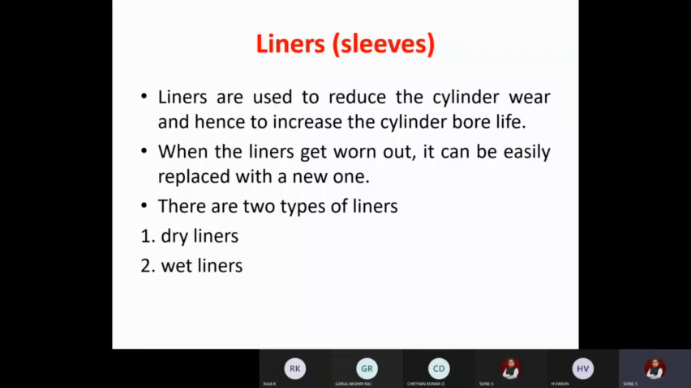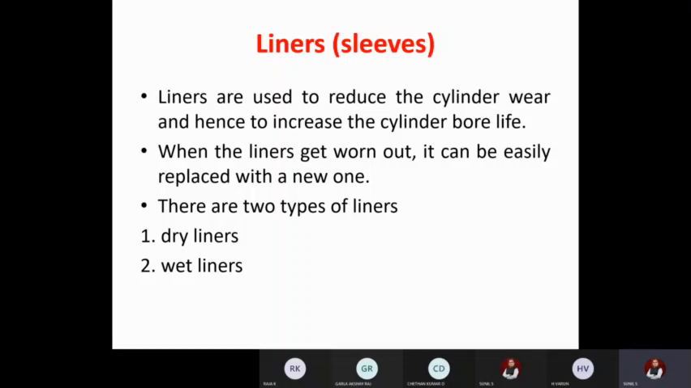Instead of replacing the entire cylinder block after driving a vehicle for say 1 lakh or 1.5 lakh kilometers, when they talk of reboring the engine, at that time, instead of going for a rebore, you can just directly replace the liners. Okay, there are two types of liners. One is the dry liner and the second is the wet liner. So please make a note of it.